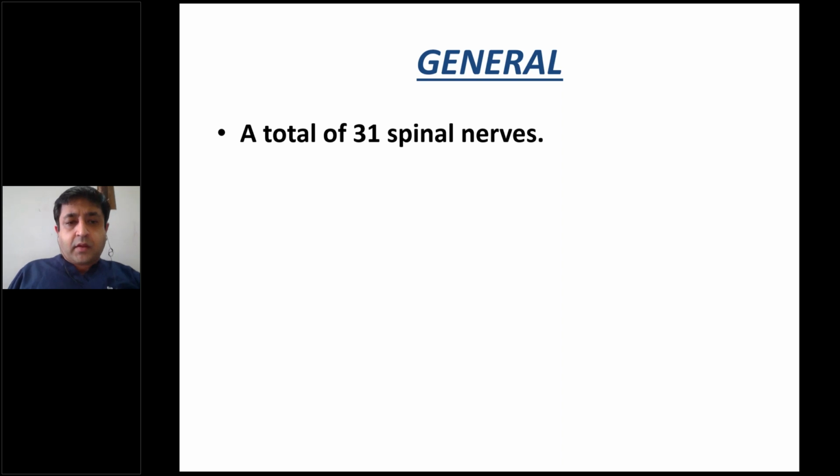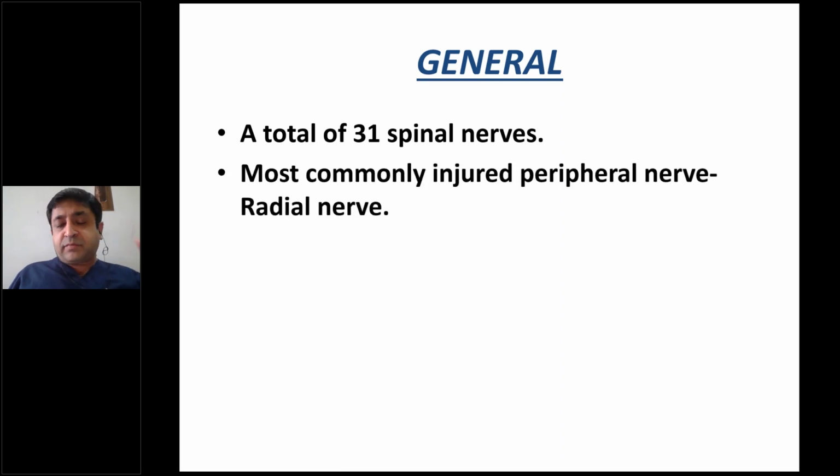The nerves which come out of the spinal cord are called spinal nerves, and there are a total of 31 spinal nerves. These spinal nerves later go ahead to form the plexus. Two important plexi are the brachial plexus for the upper limbs and the lumbar plexus, lumbosacral plexus, for the lower limb. And the branches which come out from these plexuses are the peripheral nerves.